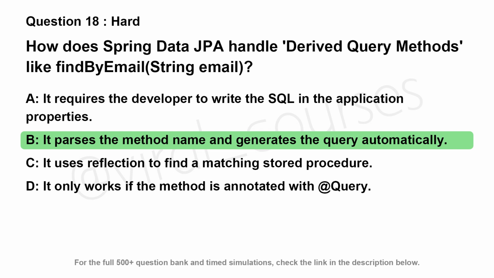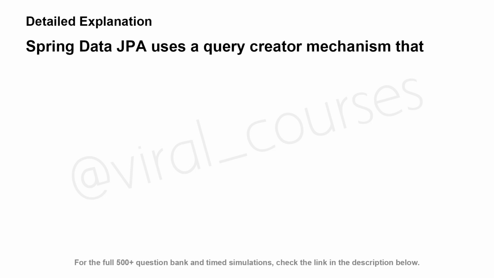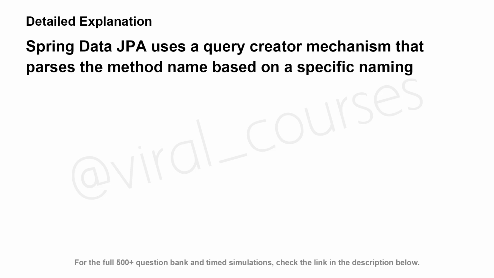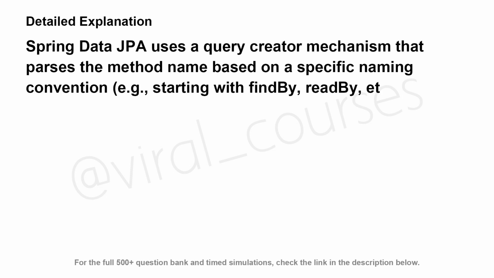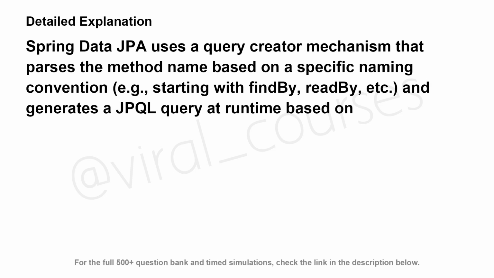The correct answer is B. Spring Data JPA uses a query creator mechanism that parses the method name based on a specific naming convention, e.g., starting with findBy, readBy, etc., and generates a JPQL query at runtime based on the entity's properties.